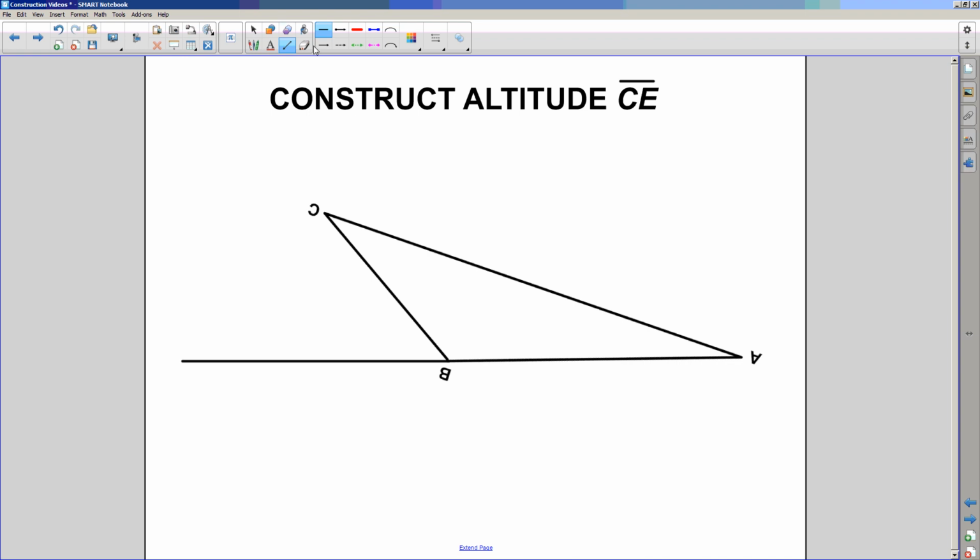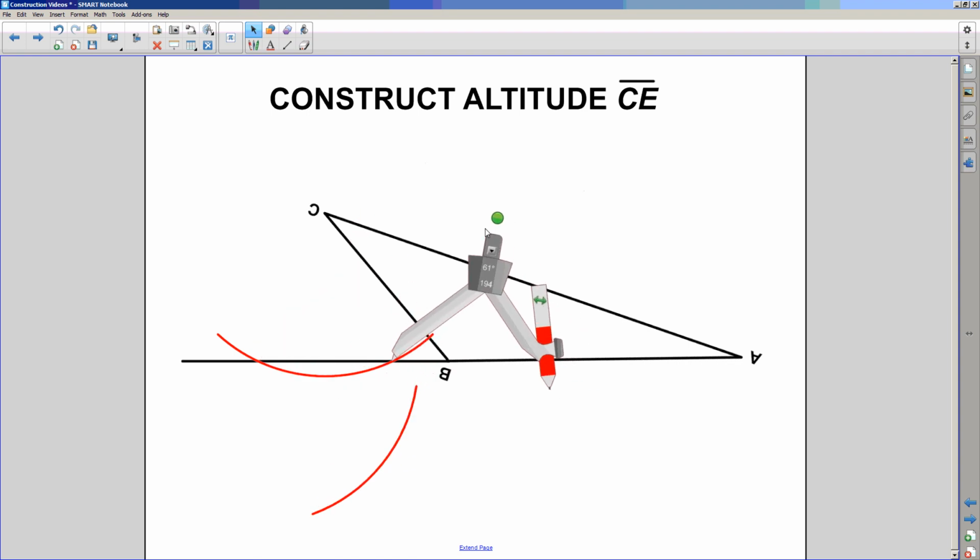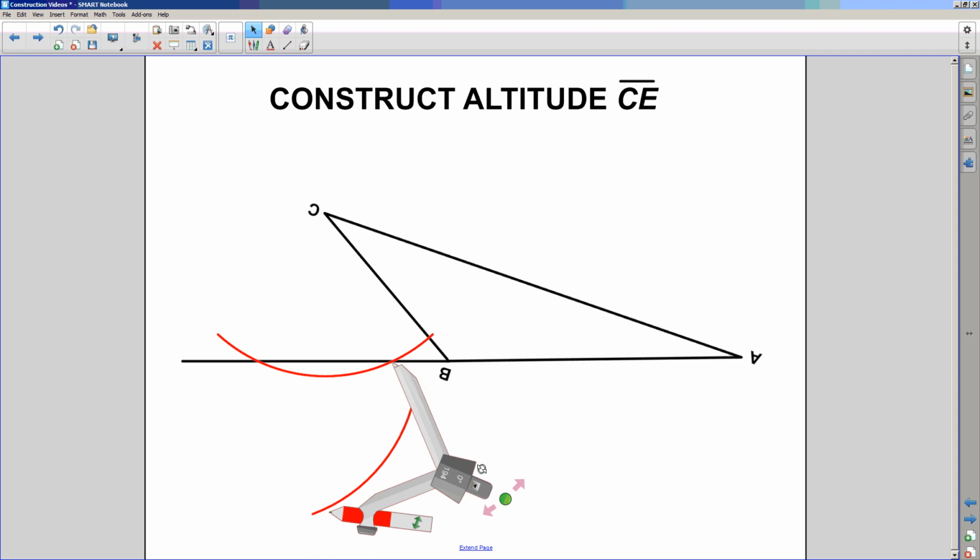And then it's the same construction. It's the altitude from a point to the line, perpendicular to the line. So I'm going to go from a point off the line, perpendicular to the line, so I need to open this up large enough so I get an arc across both. So let me make the arc. And then from each of these points, I'm going to draw an arc so I know where the altitude needs to go through. It needs to go through that intersection.